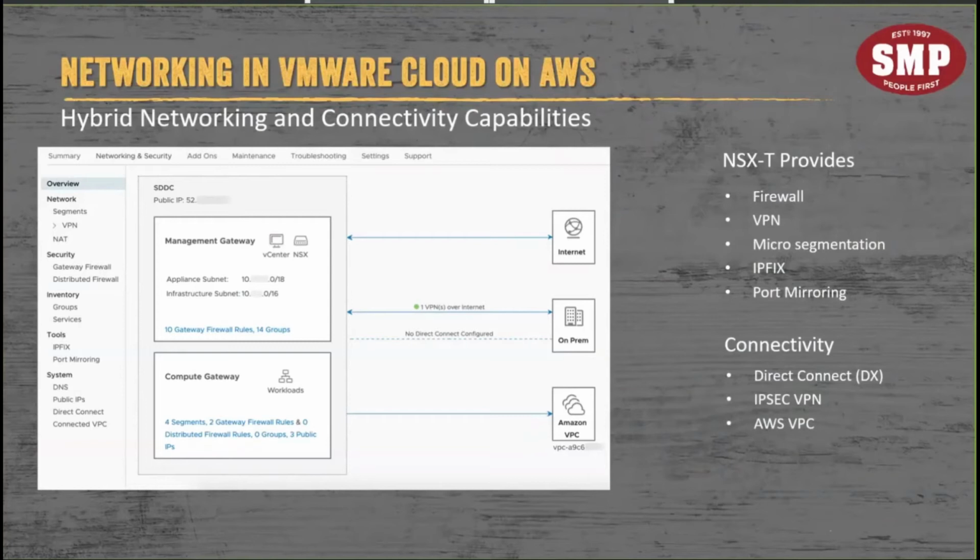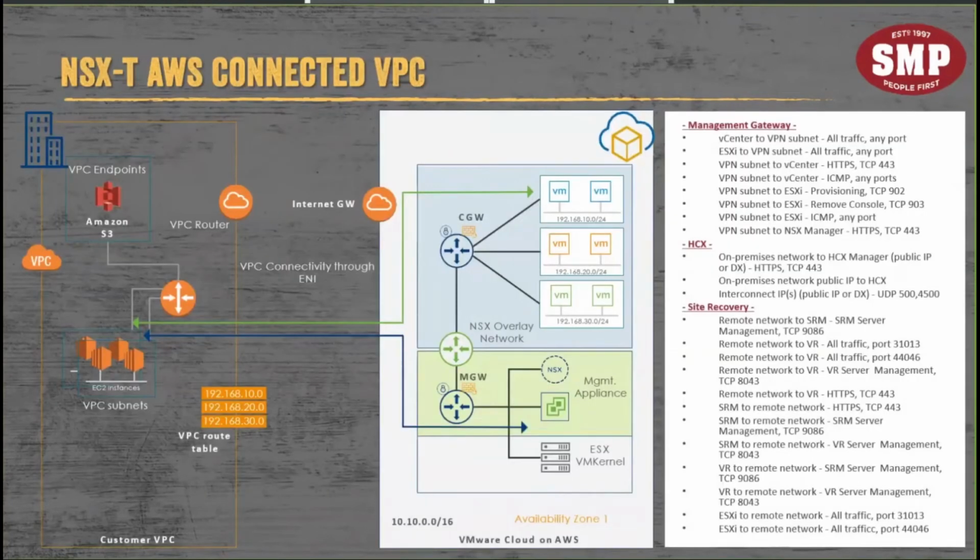And as you can see here in the picture, I wanted to make sure that you got a little bit of an understanding of what's inside the GUI, and it becomes very easy to understand where things are and how things are connected back and forth. So you can see here the VPC and how it's connected back out to the internet, with the on-prem and back to on-prem. So NSX and the AWS connected VPC.